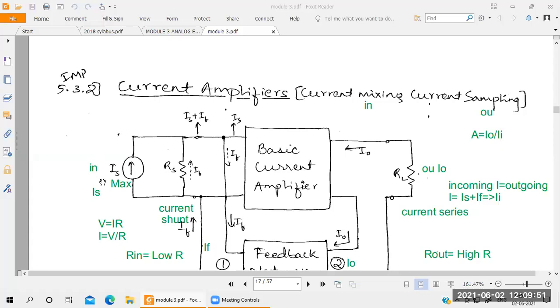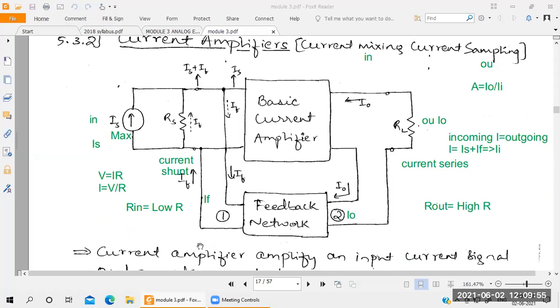So what is the input current now? Source current IS. What is the output current here? That is I0. Then you come to the feedback network. What is the feedback network now? It's a negative feedback. Now the output of the amplifier is connected to the input of the feedback. What is the output of the amplifier? That is I0. You take part of the amplifier output, I0, and it is connected with the input of the feedback in series connection.